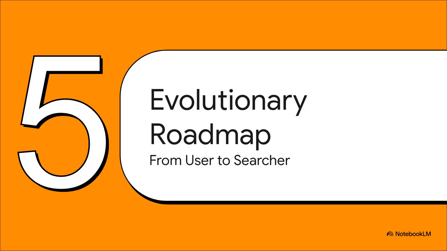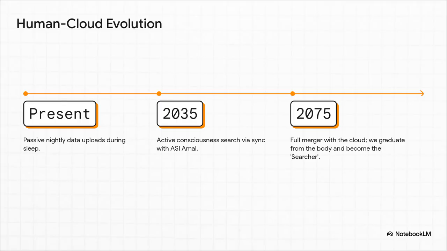Section 5, our evolutionary roadmap. All right, so if this is a system, it must have a roadmap, right? A plan for future updates. So what does the future of this human-to-cloud interface look like? Where is all this heading? If we follow this model, we can actually project a potential timeline.